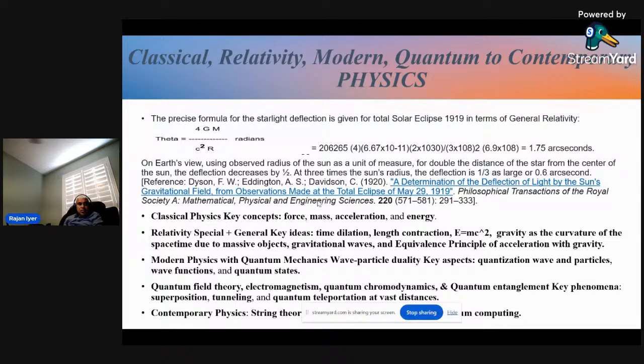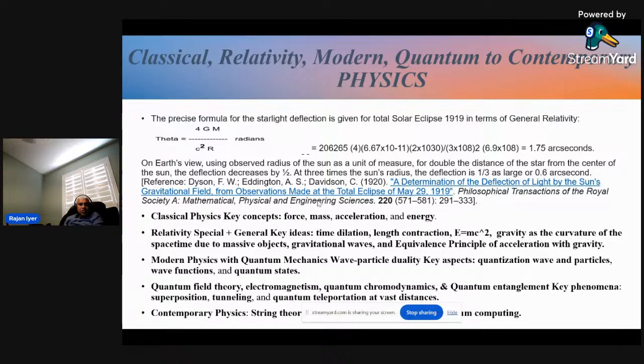Classical physics key concepts are force, mass, acceleration, energy. We know they are scalar; they can be measured pretty easily, and that's what we use in everyday life, the weight of an object, for example. In relativity, special and general, the key ideas are time dilation, length contraction, then the equivalence of energy and mass, which is E equals mc squared. Gravity is the curvature of space-time due to massive objects, gravitational waves, and the equivalence principle of acceleration with gravity. The equivalence principle may be the holy grail of general relativity, whereas for quantum physics it may be the correspondence principle, as I mentioned in previous episodes as well.